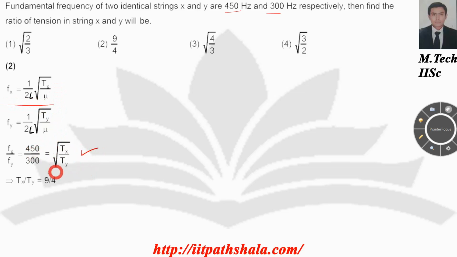Okay, squaring both sides, I will be landing up with the ratio of Tx over Ty, which is nothing but coming out to be 9 by 4.